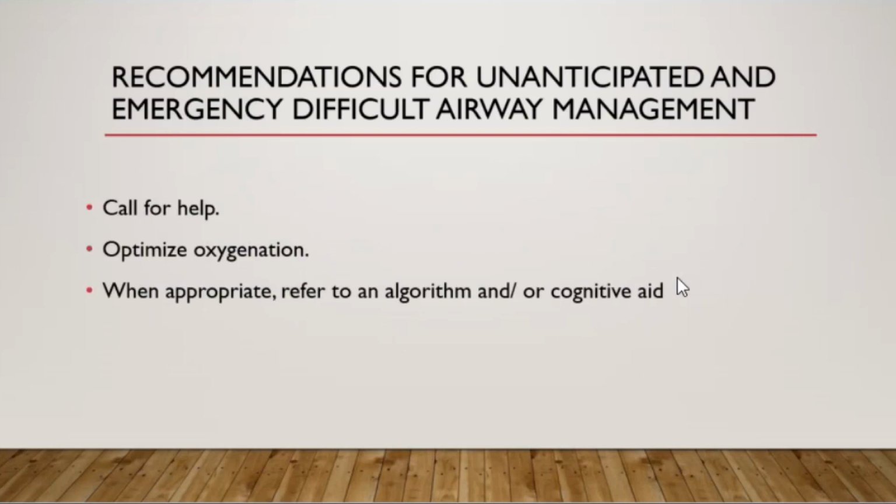So let's recap what to do when you face an unanticipated difficult airway in any scenario, be it the ICU, the emergency room, or the OT. Always call for help, optimize oxygenation. When appropriate, refer to an algorithm or use a cognitive aid. Definitely, you should have an algorithm and follow it.